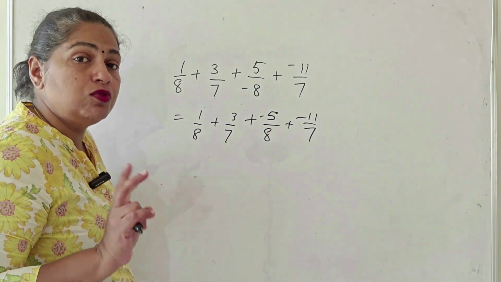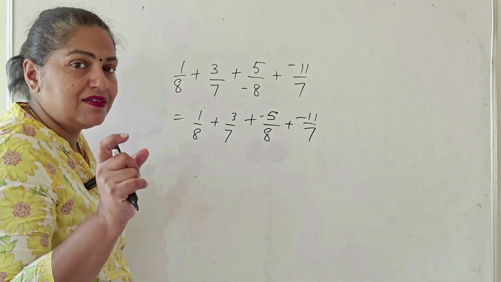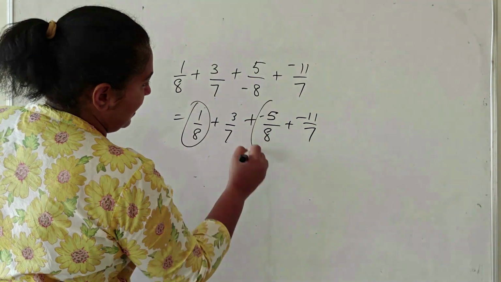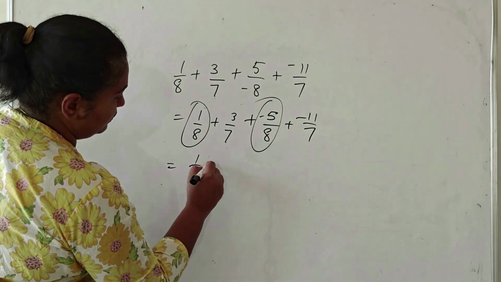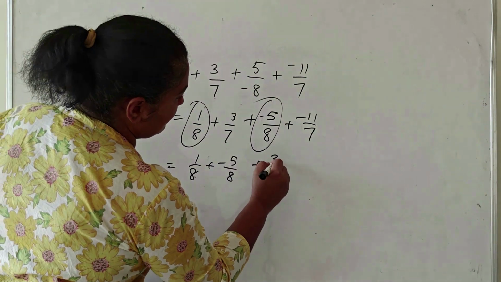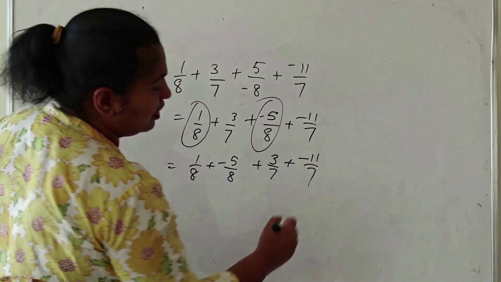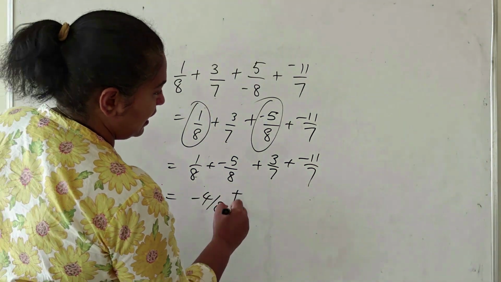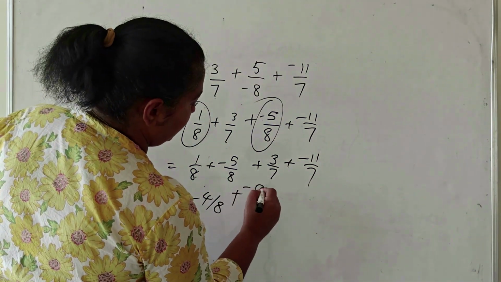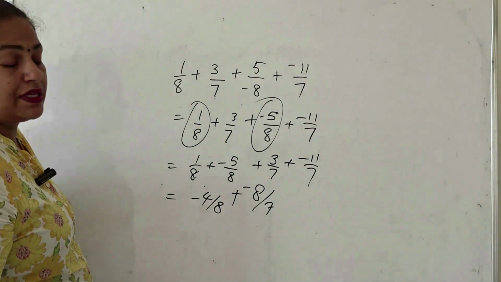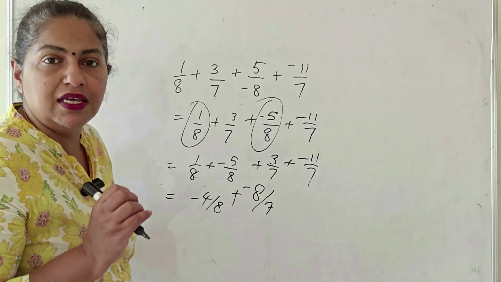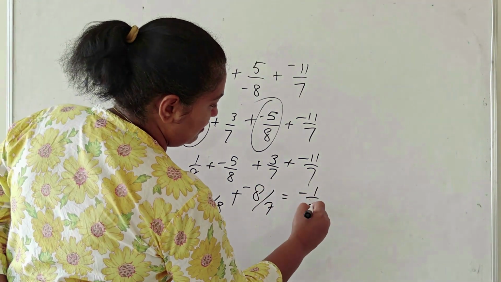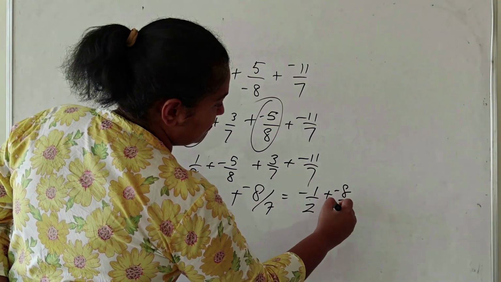I am going to group those numbers whose denominator is the same, so I don't have to take the LCM there. So 1 by 8 and minus 5 by 8 will be grouped together, and 3 by 7 and minus 11 by 7 are grouped together. So what do we get? You get a minus 4 by 8 and minus 8 by 7. Correct? Minus 4 by 8, again if I have to represent it in the standard form, I can represent it as minus 1 by 2 and minus 8 by 7.